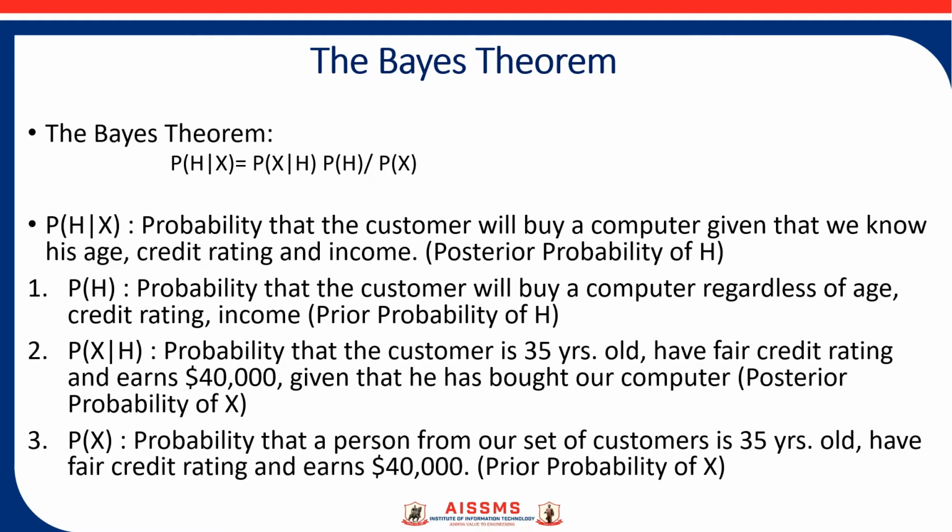In this example, the data which we have is considered as X, and we want to find out the classification of a particular customer, whether he will purchase or not. That is represented by H. Now, to find out the probability that the customer will buy a computer or not, it depends upon the prior probability of H, the posterior probability of X, and the prior probability of X. So it depends upon three parameters as stated here.